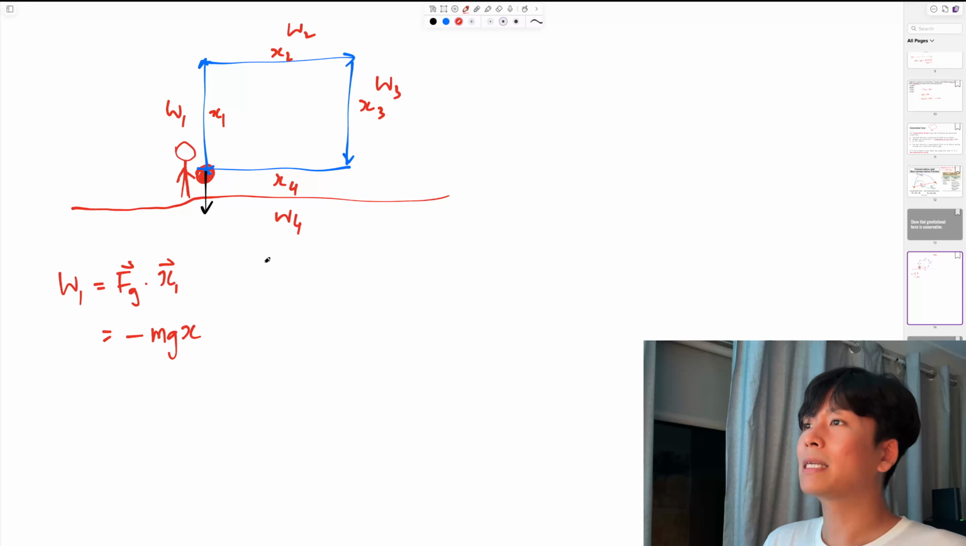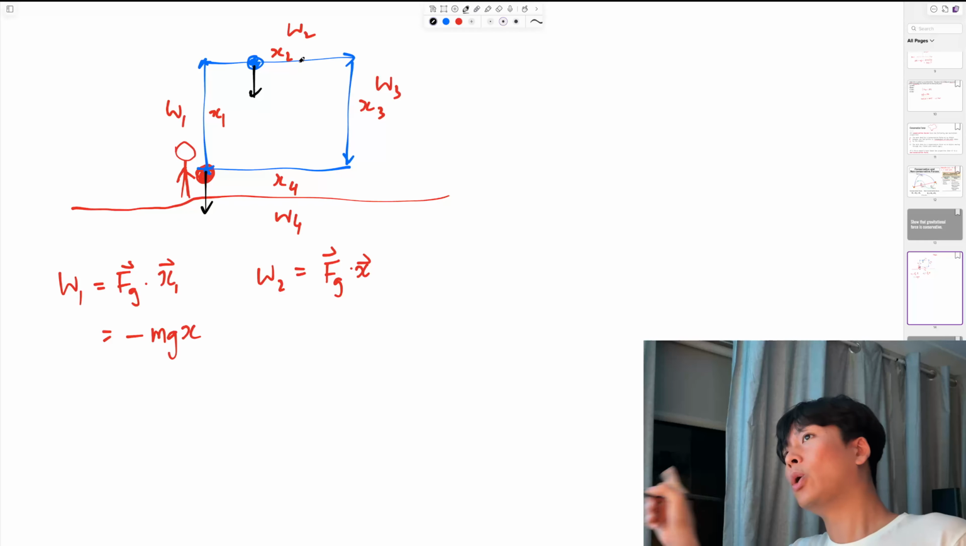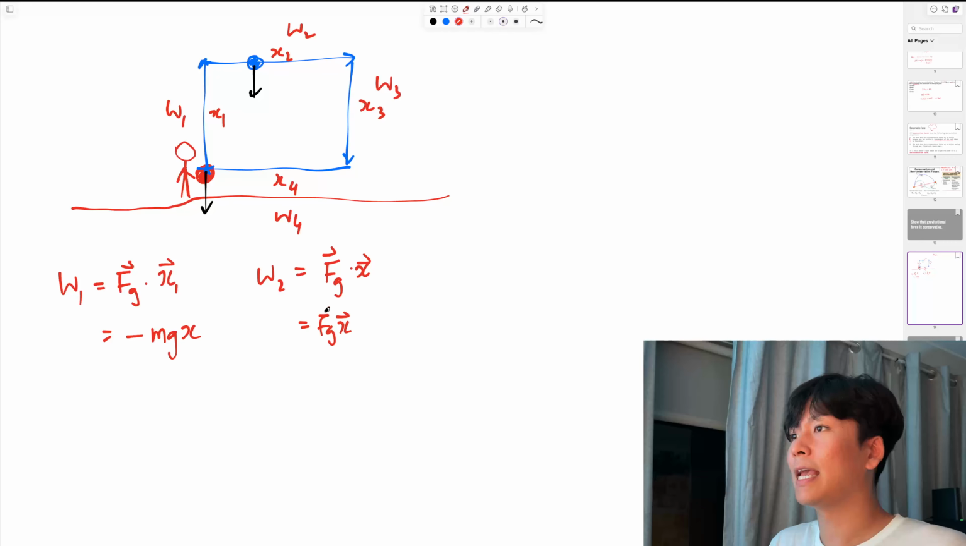Now, what is work number 2 going to equal? Well, work number 2, again, same equation: Fg dot x. Now, let's imagine the ball being over here. The force of gravity is still acting downwards, but my displacement is now going horizontally. And so now my angle is going to be 90 degrees, so that becomes Fg x cos of 90. And we know the cos of 90 is 0. So work by gravity in the second leg of the journey is equal to 0.